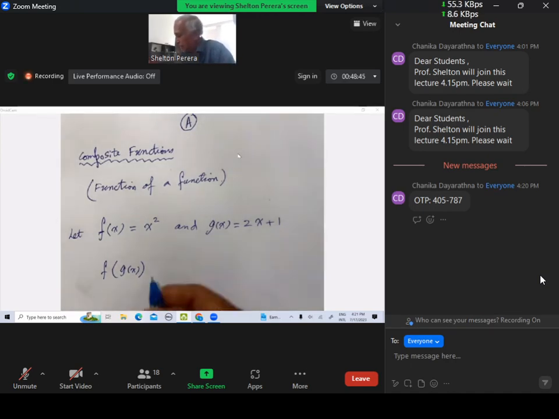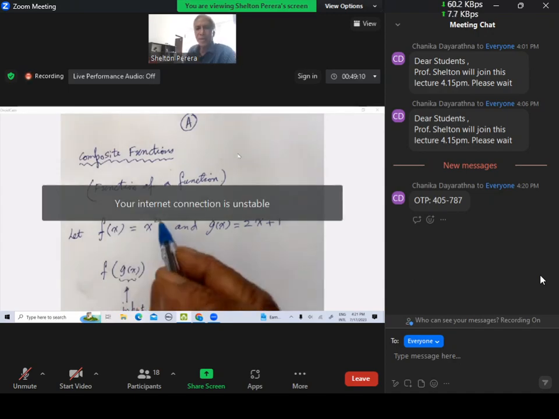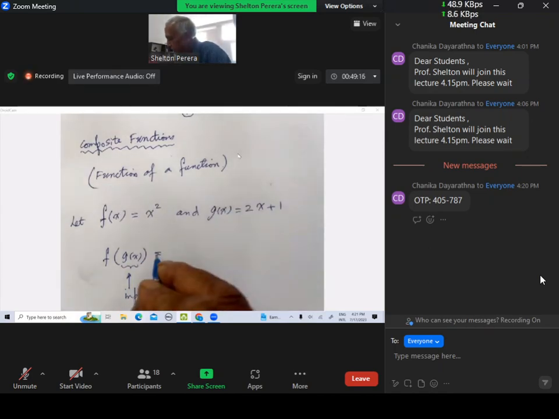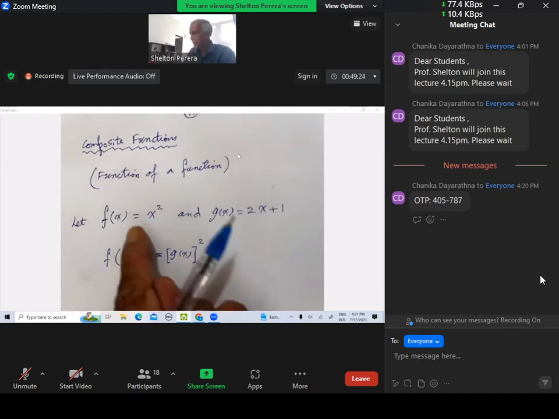F of g of x. Now what is f of x? If you input x, output is x squared. So f of g of x, now what is the input? Input is g of x. This is the input for the function f. Whenever you input a number, it's the number squared. Now the number is g of x. So this is equal to g of x, the whole thing squared.